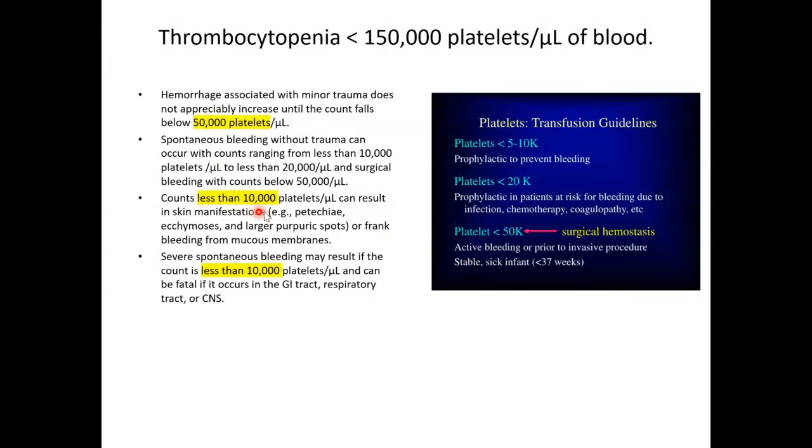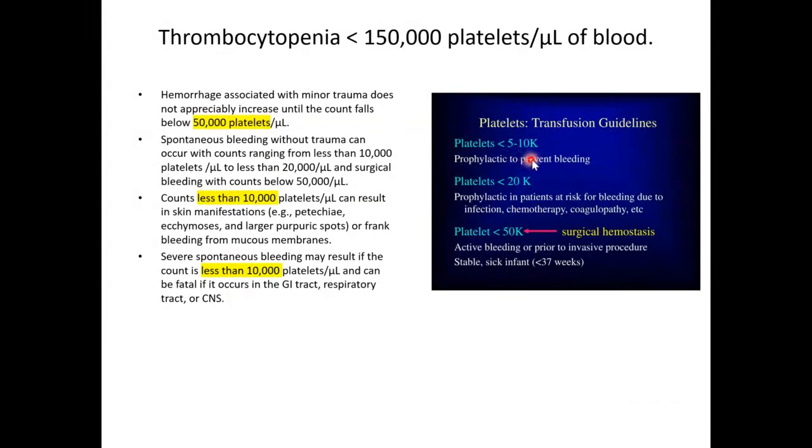Counts less than 10,000 can result in skin manifestations, ecchymosis, purpuric spots, or frank bleeding from mucous membranes. So sometimes 10,000 can be the marker when we determine if somebody should get a platelet transfusion. Severe spontaneous bleeding may result if the count is less than 10,000 and can be fatal if it occurs in the GI tract, respiratory tract, or central nervous system. Okay, that's becoming very concerning.